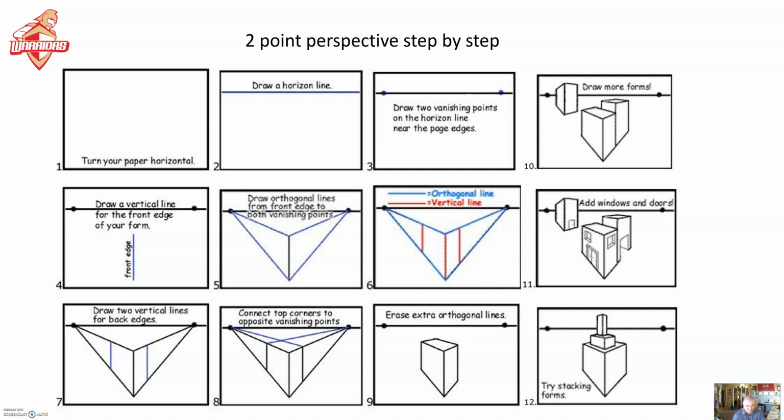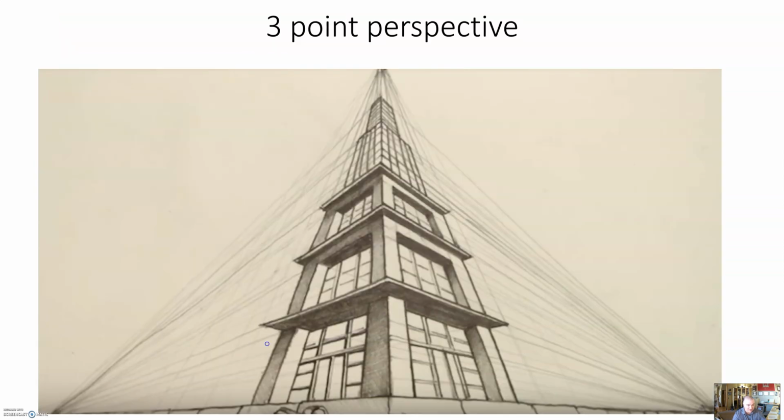95 to 98% of all the lines on the house will be either to the left vanishing point, the right vanishing point, or straight up and down. And that's how you draw in 2-point perspective.